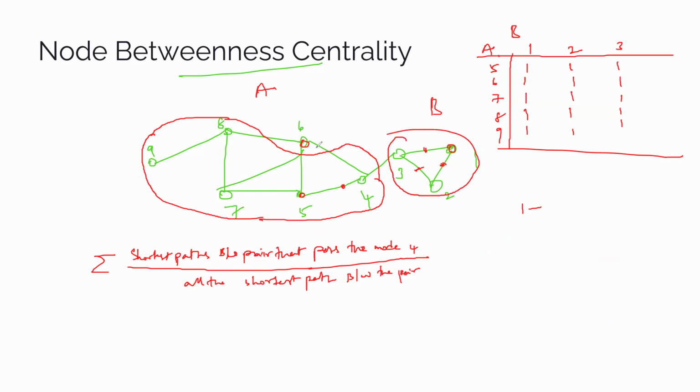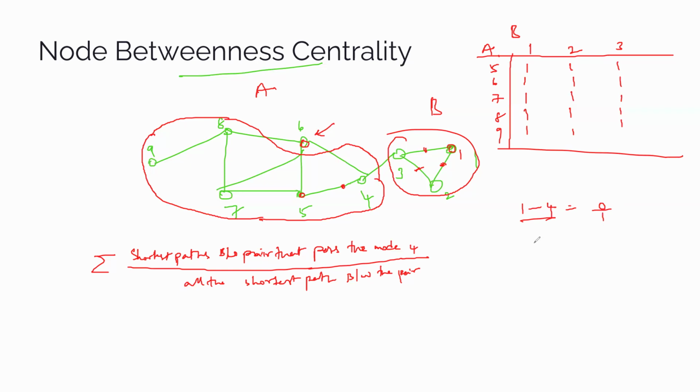So 1, 2, let's say 4. Now I'm calculating 1 to 4. So this is 1, this is 2, this is 3, 4, right? So if I say 1 to 4, then I have one shortest path. But is that shortest path passing through node 6? No. So this becomes 0.